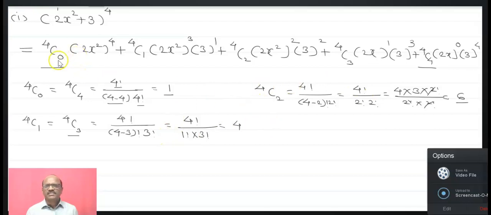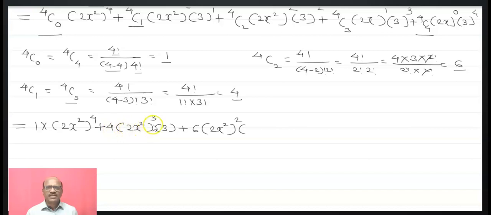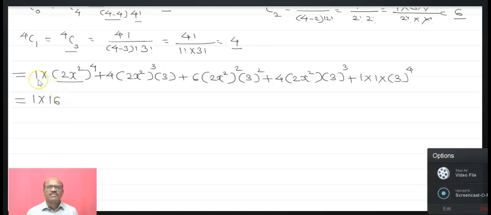Now we will substitute all these values here. Now the value of 4C0 is 1. (2x square) bracket raised to 4 plus the value of 4C1, (2x square) bracket raised to 3, next into 3. These are the values, that is why I am substituting. This is the value of 4C2. Next is the value of 4C3, 4C4. We have substituted the values here.